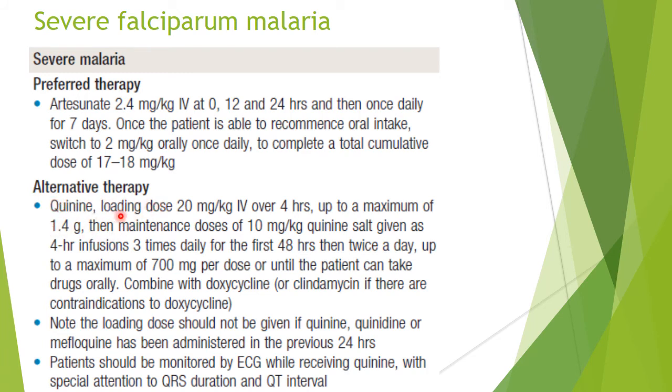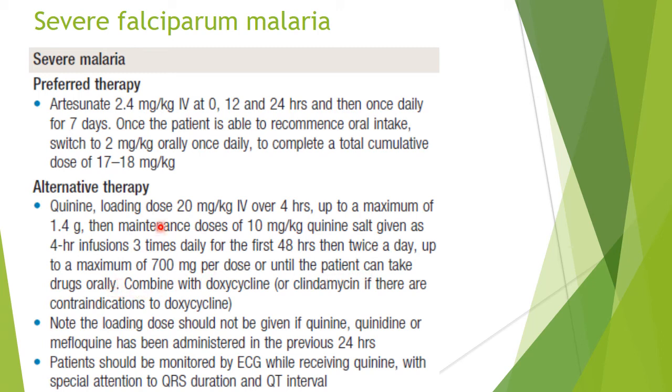If Plasmodium falciparum is susceptible to quinine, we can give a quinine loading dose of 20 mg per kg IV over 4 hours up to a maximum of 1.4 gram, and then maintenance doses of 10 mg per kg quinine salt given as 4-hour infusions 3 times daily for the first 48 hours, then twice a day up to a maximum of 700 mg per dose until the patient can take drugs orally.